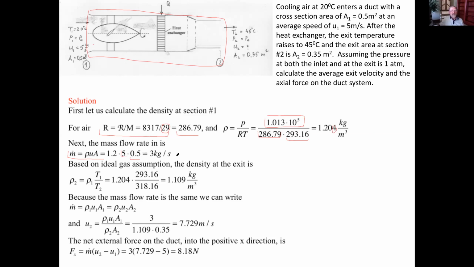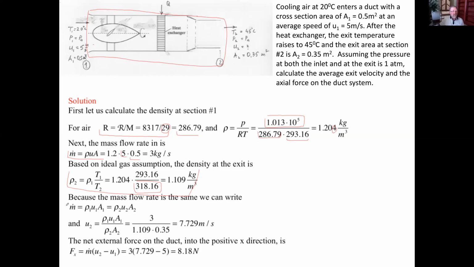Now, we need to calculate the same quantity. Of course, the mass flow rate is the same, but we need to calculate the properties. We're trying to figure out what the velocity is. We do know that the exit temperature is 45 degrees C. So we do another calculation for the density, and 318 is 273 plus 45, which is the absolute temperature in Kelvin. It comes out to be 1.1 kilograms per meter cubed. Because of the high temperature, density goes down.